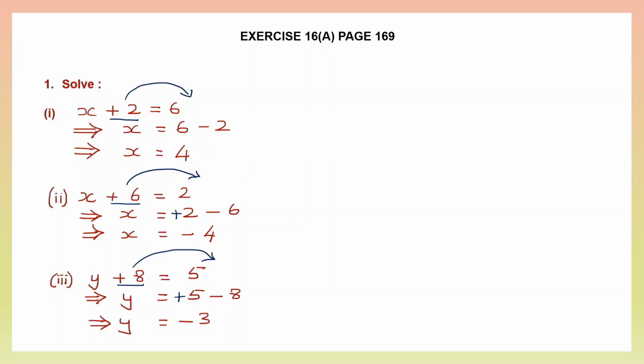Now we'll go on to the next question. Question 4, x plus 4 equals minus 3. So let's solve this equation. Let's find the value of x. Leave x on the left hand side. Leave minus 3 on the right hand side. Transpose plus 4 to the right hand side. It becomes minus 4.